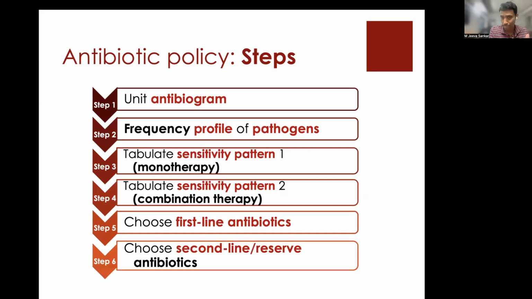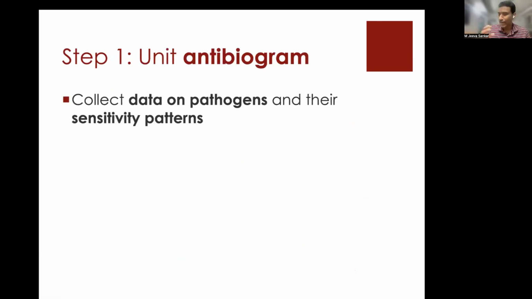So first is to have an antibiogram. So what is an antibiogram? Basically you collect data on the pathogens that are isolated in your unit and their antimicrobial sensitivity patterns. You collect the data and then you make a chart out of it, a table out of it, and that's the antibiogram.